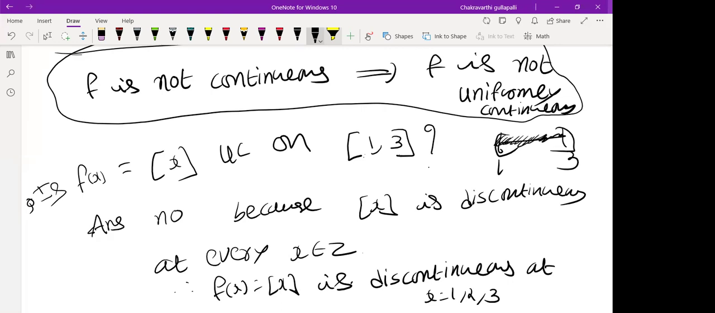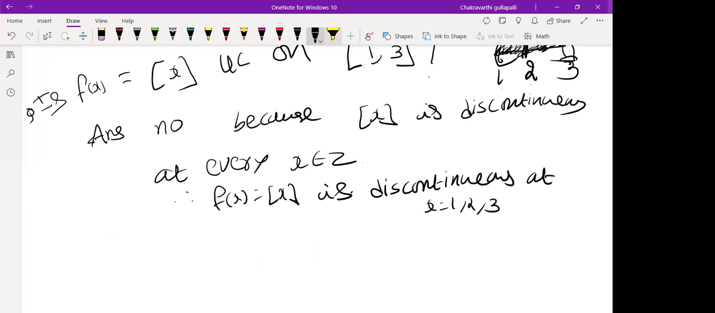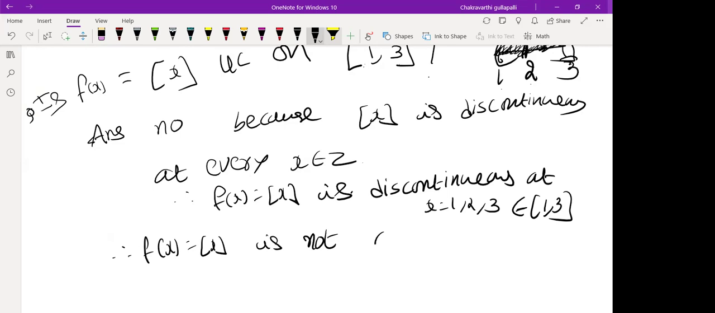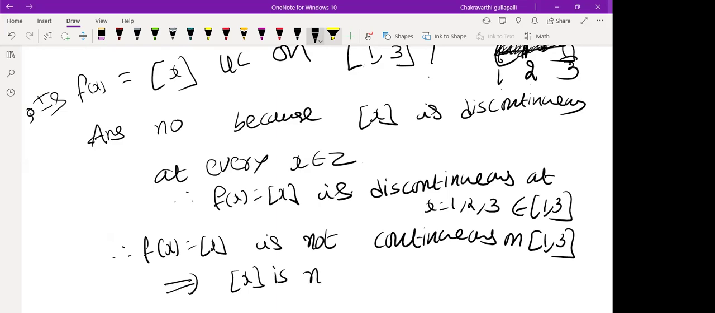But what are the integers you have? Only 1, 2, 3 are the integers. The remaining points are there, but they are not integers. At non-integers, it is continuous. It is discontinuous only at the integers, so at 1, 2, 3. At all other points, it is continuous. But one failure is failure only. 1, 2, 3 belong to [1, 3]. All of them belong to this. Therefore, f is not continuous on the interval. Because one failure is overall failure. So if it is not continuous, it cannot be uniformly continuous. Not uniformly continuous.